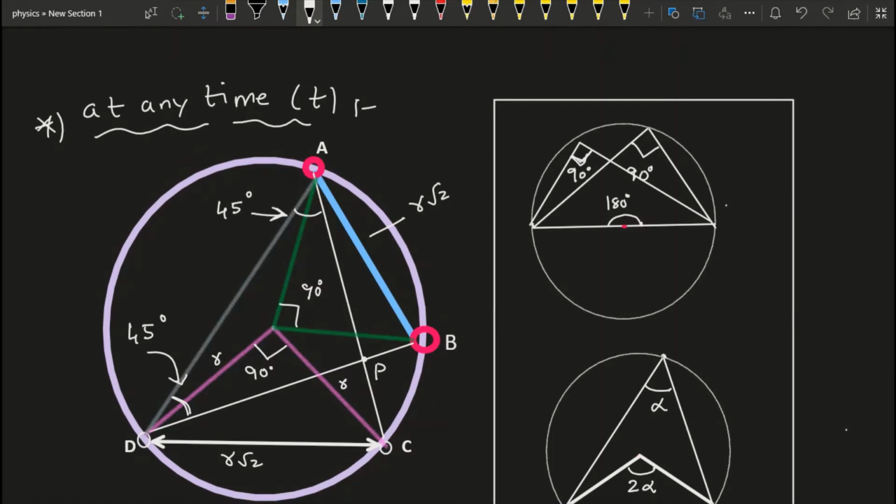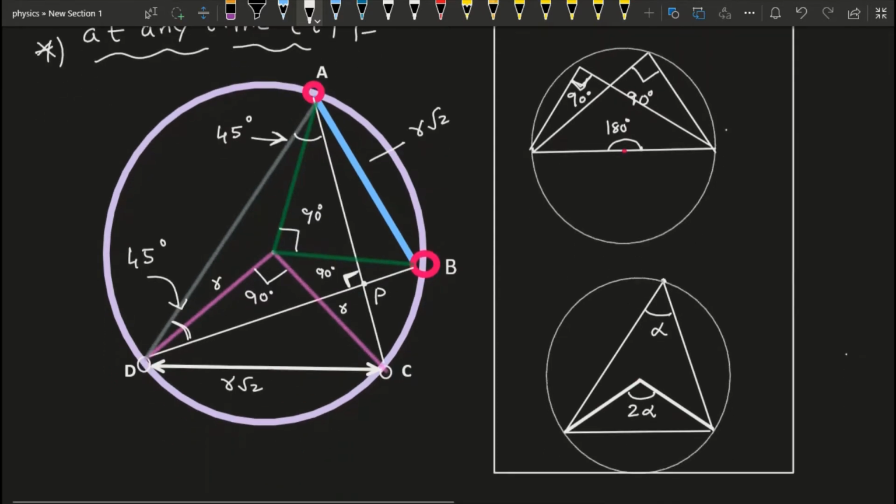So if this is 45 degrees and this is 45 degrees, you can clearly observe a triangle ADP. Angle DAP is 45 degrees, angle ADP is also 45 degrees. So definitely angle APD is always 90 degrees, because the sum of all angles in a triangle must be 180. So always this DPA is 90.